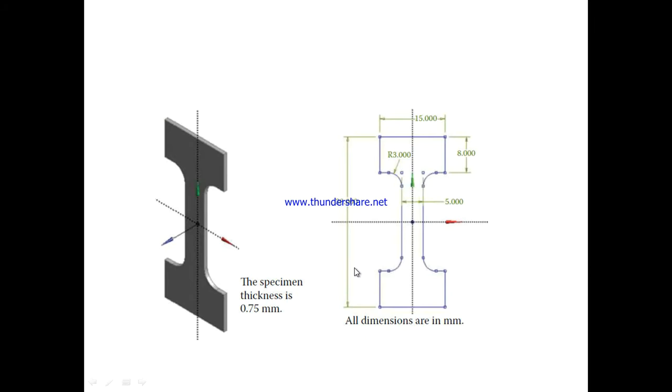So this is your figure. It's a dog bone shaped structure. The dimensions are given in mm. The total length of the structure is 38 mm and the width is 15 mm. We have a fillet radius of 3 mm, in between it is 5 mm, and this corner is 8 mm. First we are going to design this diagram and extrude. The extrude is 0.75 mm only.